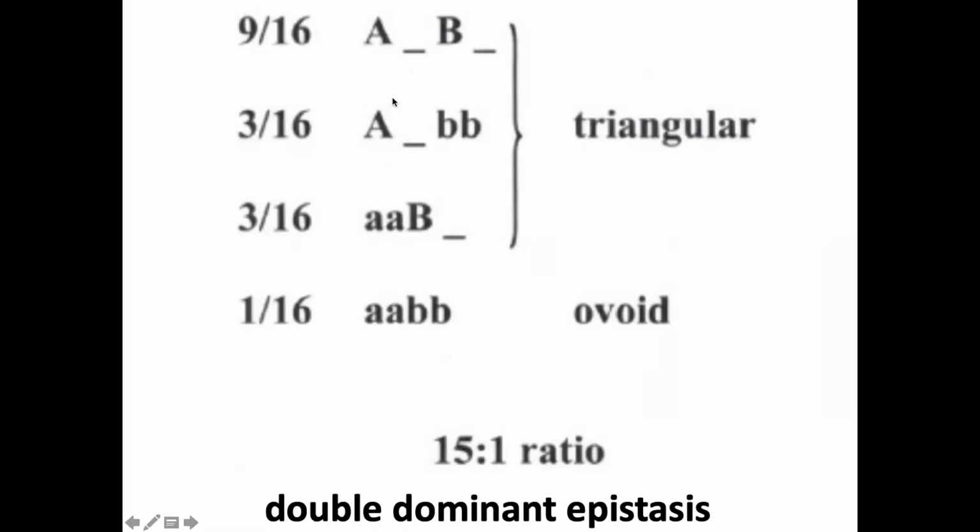So in other words, if you have a dominant A and a dominant B, you're going to produce triangular. If you have a dominant A, that's going to act epistatically on the B gene. It doesn't matter what alleles you carry at the B gene. If you carry just a dominant B allele, again, that will act epistatically on the A gene. It doesn't matter what alleles you carry here. And it's only when you're homozygous recessive for both A and B that you produce the ovoid shaped seed pod. So this is a form of epistasis that we call double dominant epistasis.